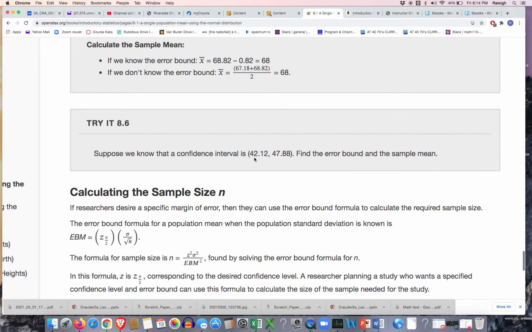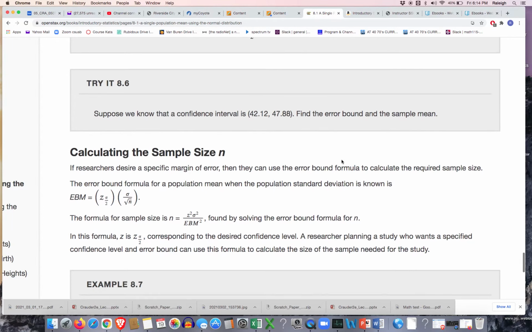This one, though, it looks like if you added that together, you would get exactly 90. How about that? So the mean is 45. Now, 45 subtracted from the 47.88 would be 2.88, and that would be your error bound.